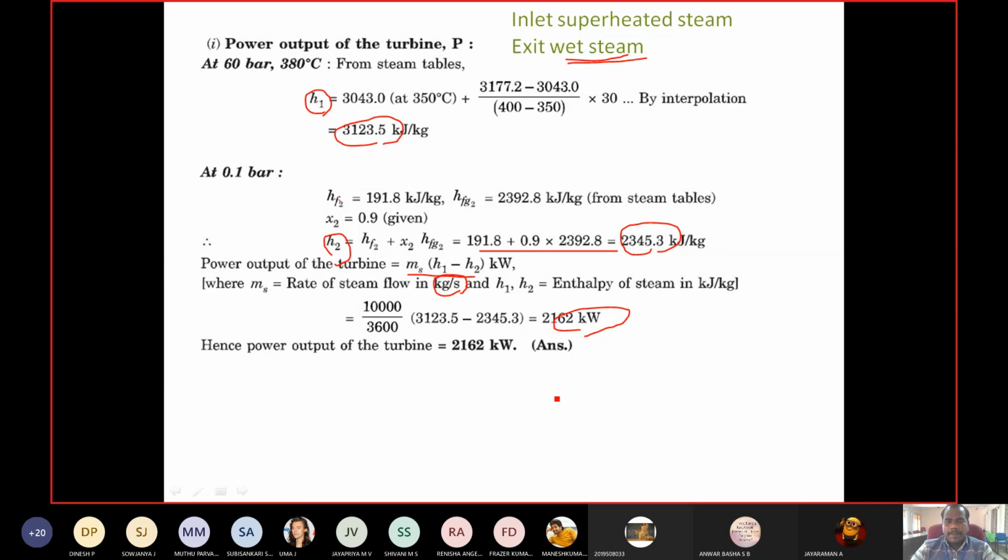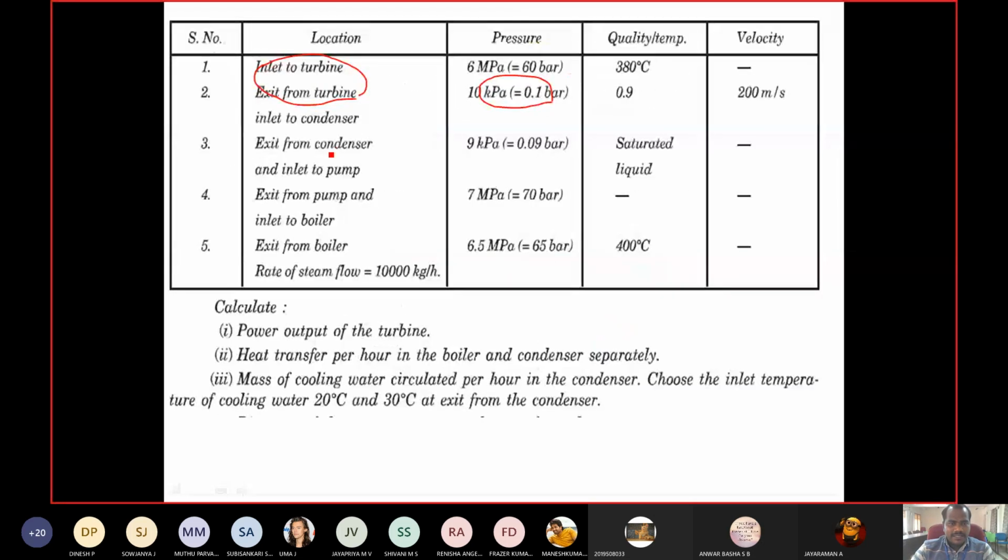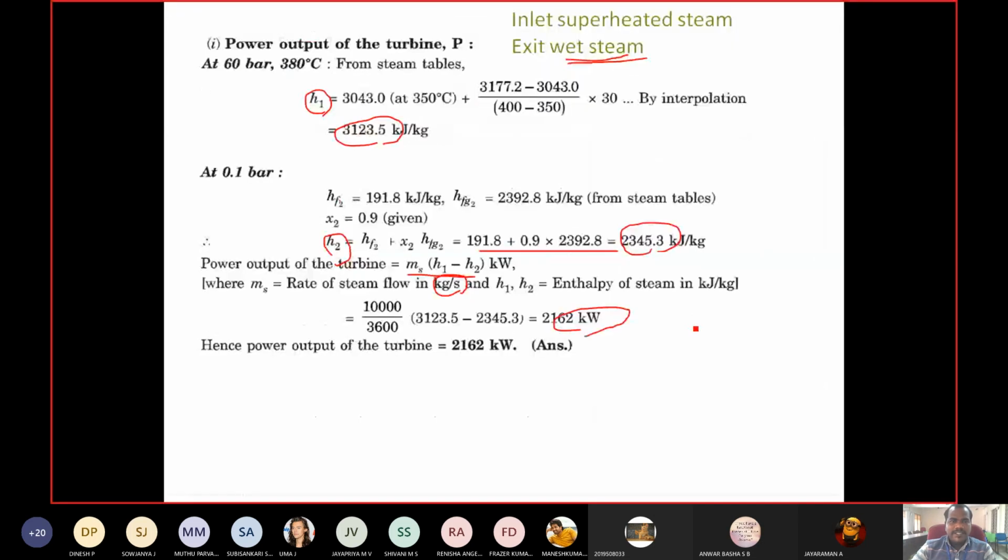So this is the first answer for the first question. Then we have the second question. We have to calculate the heat transfer per hour in the boiler and condenser. So we have to take the properties of the boiler and condenser. They gave the properties here: the exit boiler pressure is 6.5 MPa, and the exit from the condenser pressure is 9 kilopascal. Also they gave the temperature. So we can take these properties to find the heat transfer per hour.